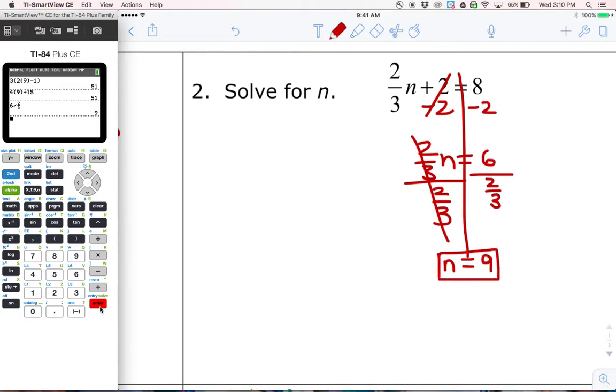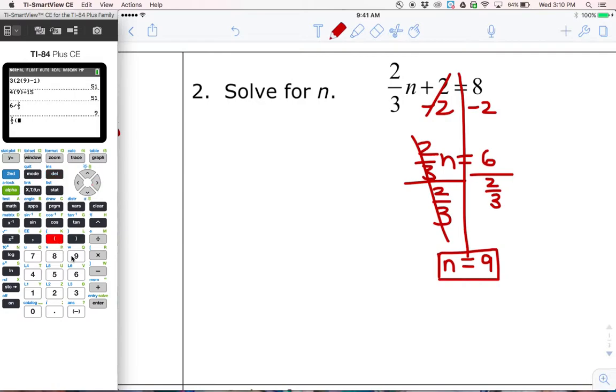Coincidentally, right? Same answer as the first problem. Don't forget to check your answer. So I'm going to plug it back in. Alpha y equals, I want 2/3 again. 2/3 n, right? I'm typing this in my calculator. So I'm using 9 for n because I think that's my answer. Delete that.